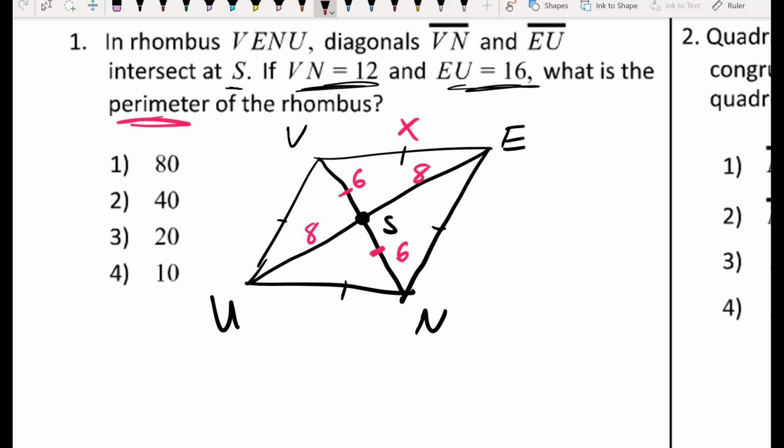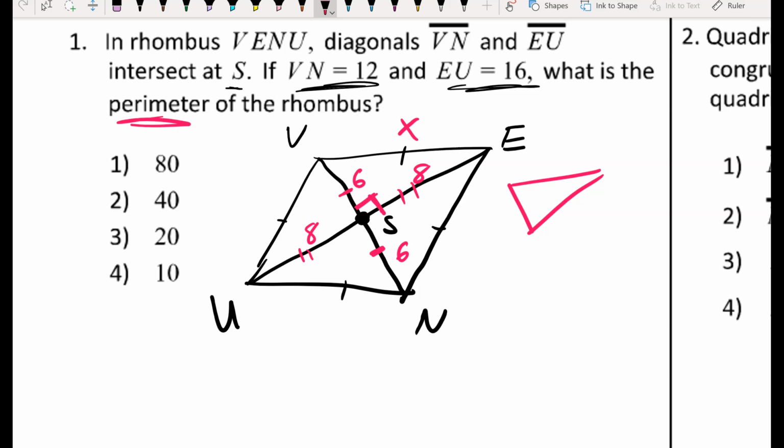So I first would need to figure out a side length, and then remember that all four sides are congruent, so I could just multiply whatever that side length is by 4 to find the whole distance around. The other thing we need here, in order to set up some sort of equation to solve, is to recognize that the diagonals of a rhombus are perpendicular.